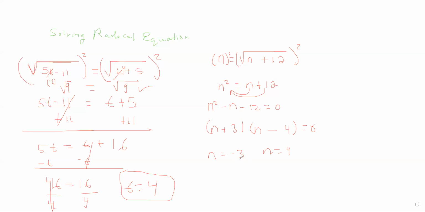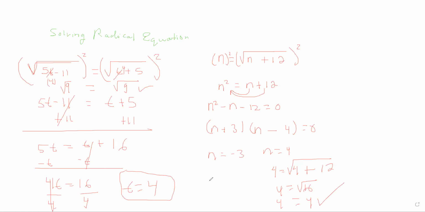So we need to see now which one is the right solution. Let's try n equals 4. We're going to plug n equals 4 into the original equation on top. So we're going to have 4 equals root of 4 plus 12, which means 4 equals root 16, which equals 4 equals 4. So 4 is the right solution.